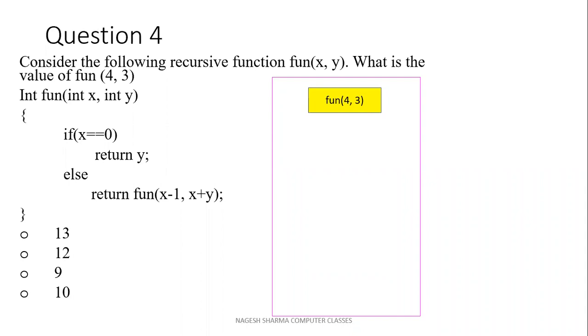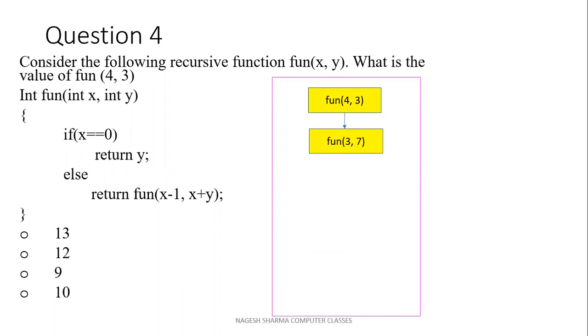As you can see, the value of x will be 4, value of y will be 3, and because x is not equal to 0, the program control will execute the else part. So in else part, again you have to make a recursive call fun(x-1, x+y), that is 4 minus 1, that is 3, and x plus y will be 4 plus 3, that is 7. So there will be a call for fun(3, 4+3), so it is equivalent to fun(3, 7). So we can write it as fun(3, 7).